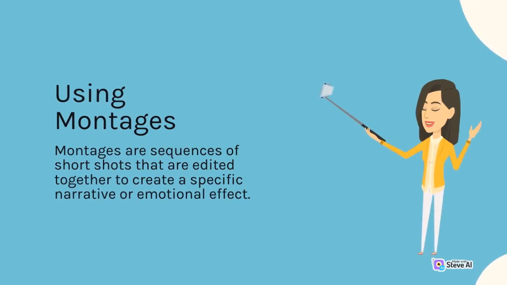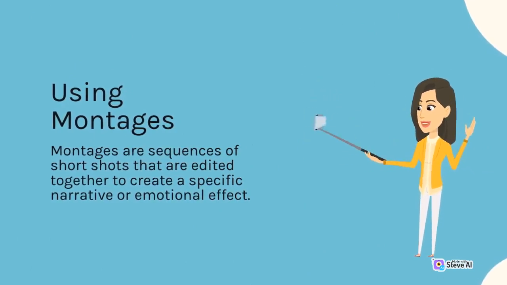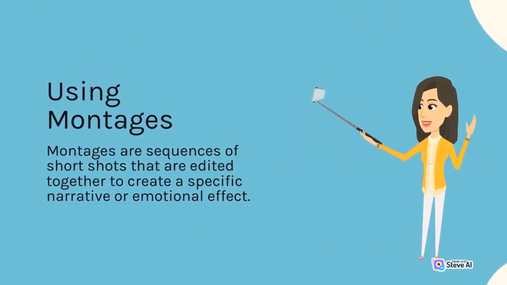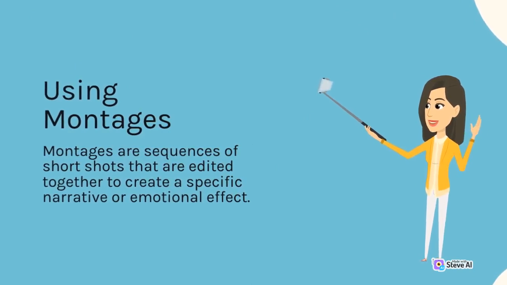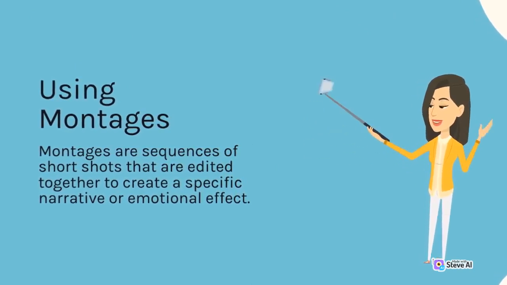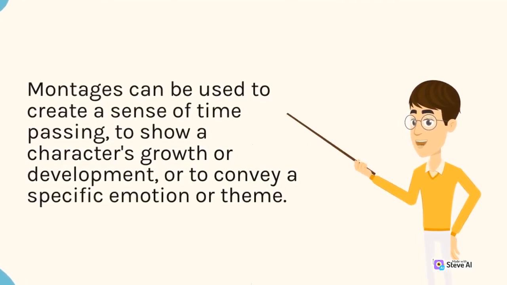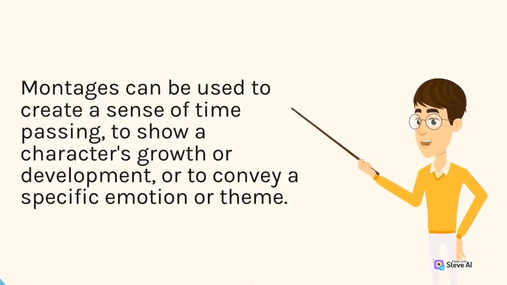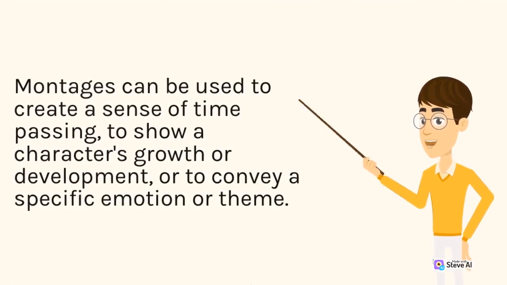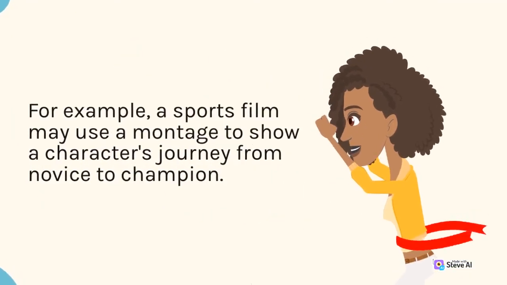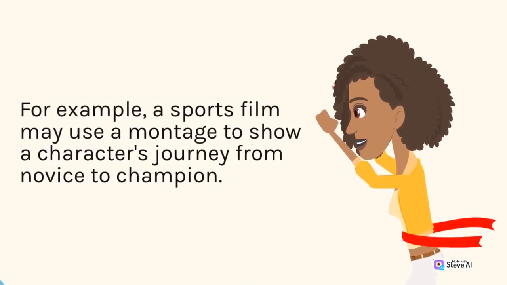Using montages. Montages are sequences of short shots that are edited together to create a specific narrative or emotional effect. Montages can be used to create a sense of time passing, to show a character's growth or development, or to convey a specific emotion or theme. For example, a sports film may use a montage to show a character's journey from novice to champion.